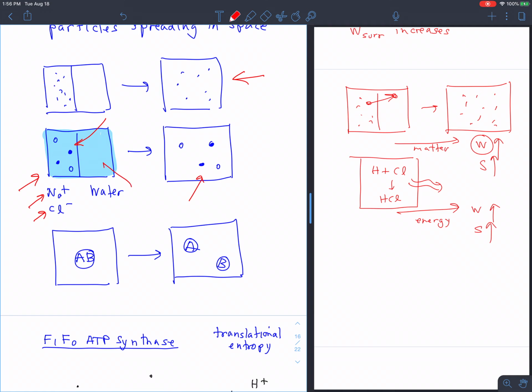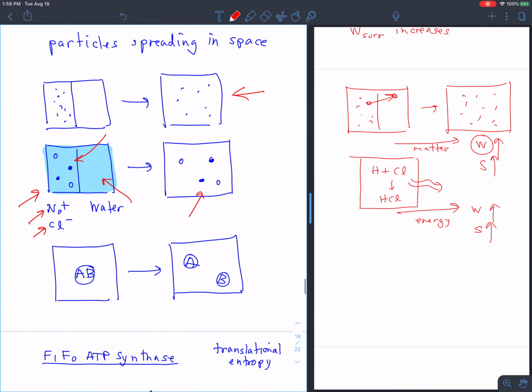The pure water that was over on this side will gain a certain concentration of sodium and chloride ions. Everything will spread out. W will increase, and it will increase for exactly the same reasons as it increased in the case of the gas molecules. The translational entropy will increase.